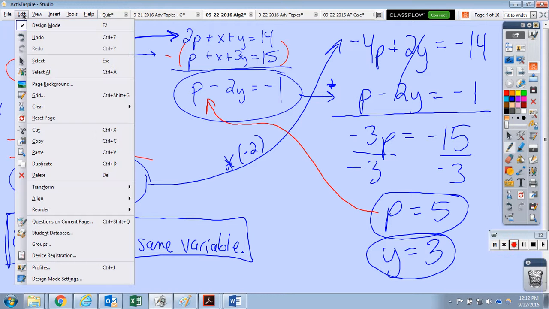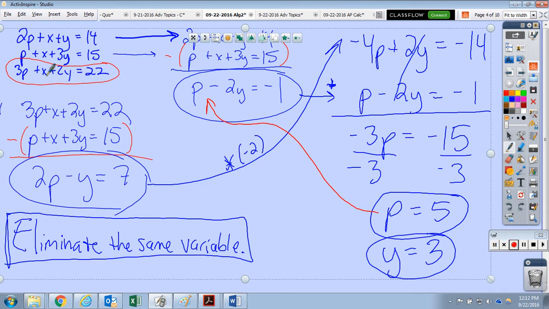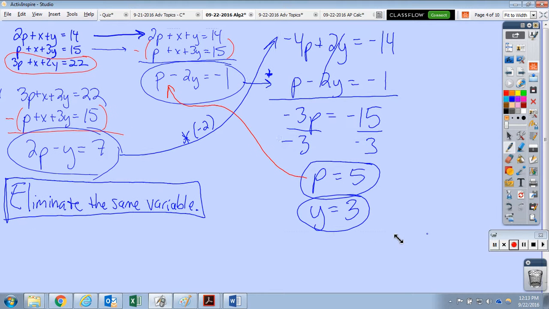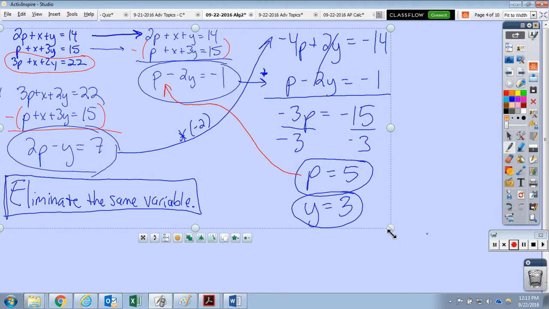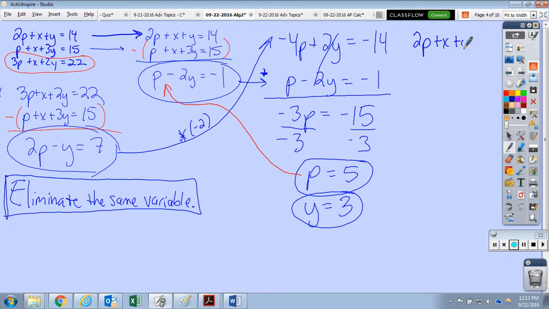I'm going to shrink this down just a little bit more so I can fit this all. So the first one is fine. 2p plus x plus y equals 14. Oh, you thought x equals 1, okay.